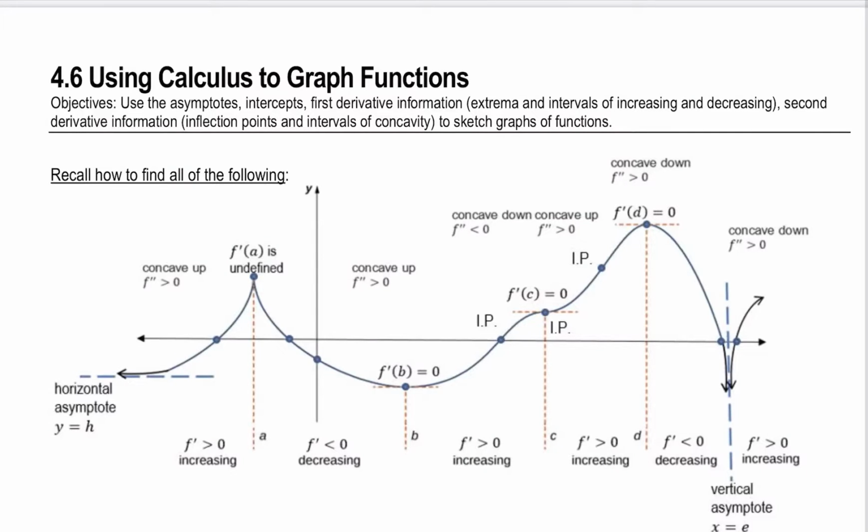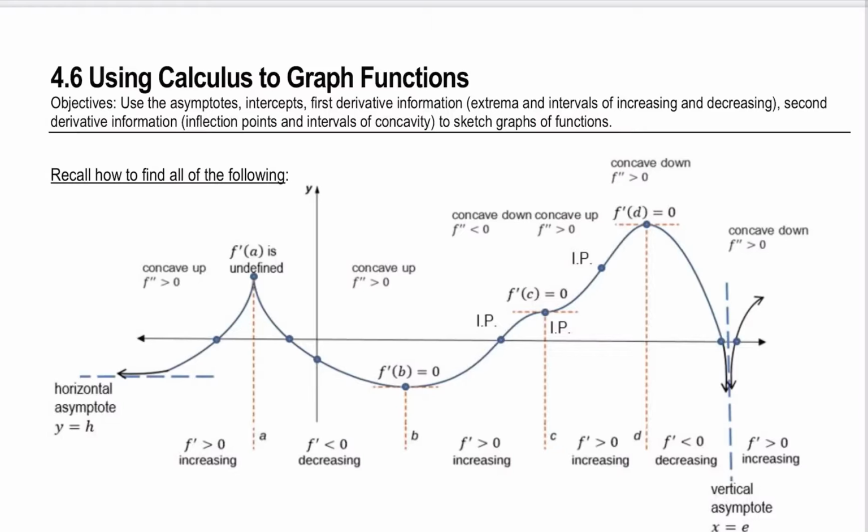Section 4.6 is a summary section, I would call it, in a lot of ways. We're going to pull everything together, things that you already know from precalculus, like asymptotes and intercepts. And then we're going to couple that with everything we've now learned from the first derivative: increasing, decreasing, extrema, and the second derivative, finding intervals of concavity and inflection points.